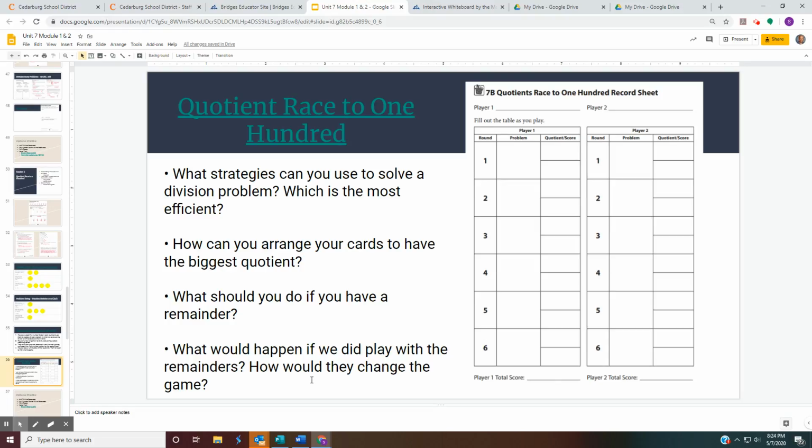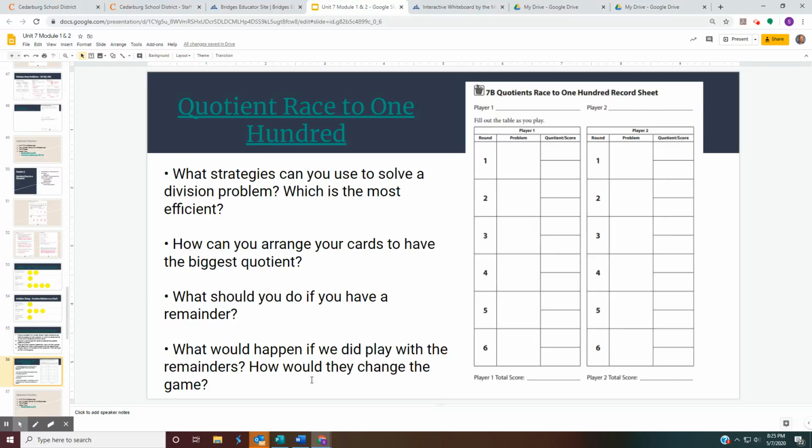How can you arrange your cards to have the biggest quotient? Now, I might have just given a little bit away, but you want to divide a smaller number into a larger number, and that's going to give you the larger quotient, right? What should you do if you have a remainder? Are we going to add the fractions together to be more precise, or are you going to just forget the remainders? That's up to you. It's your game. You decide.